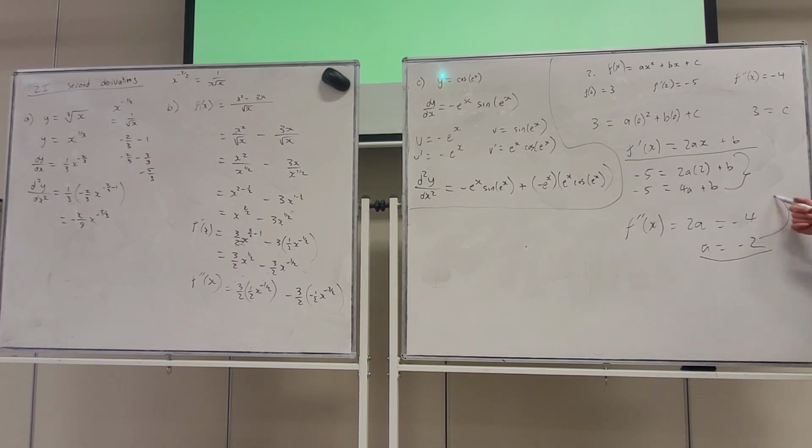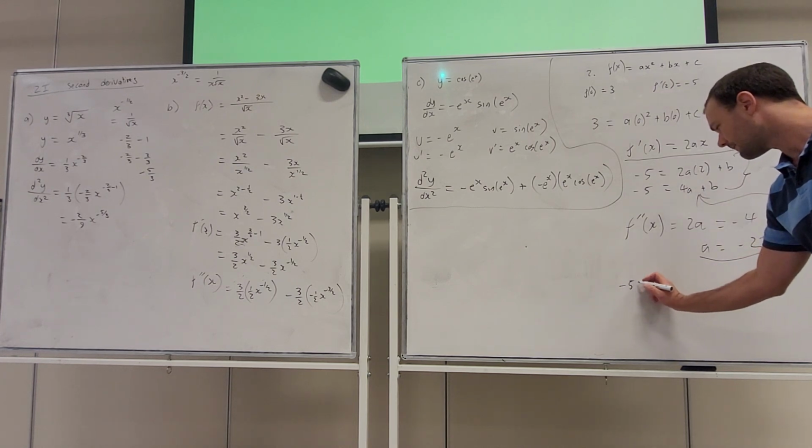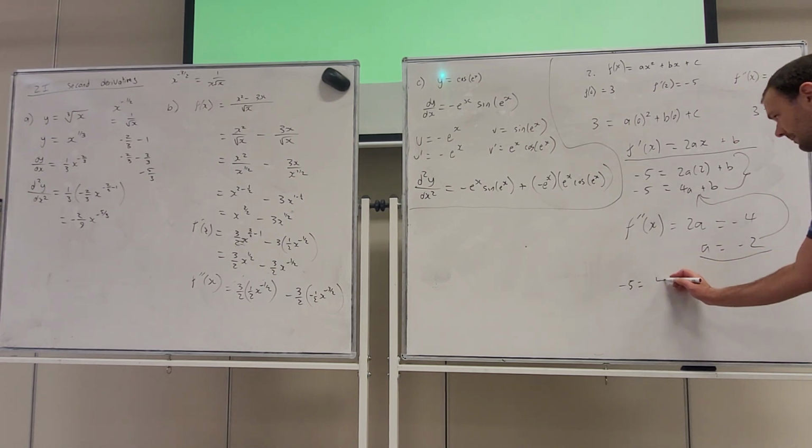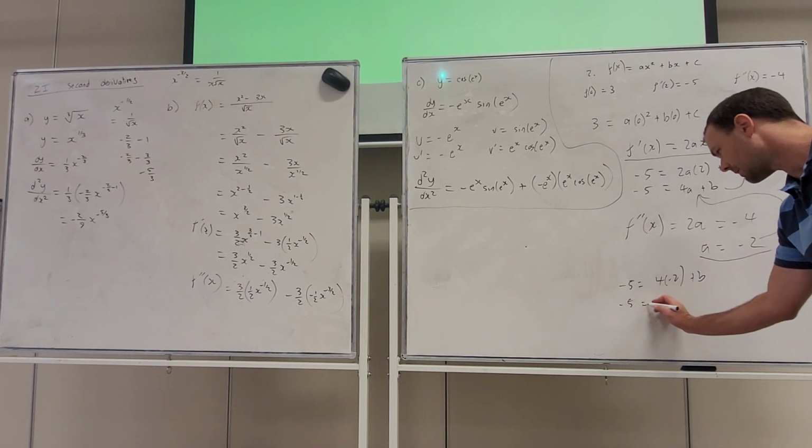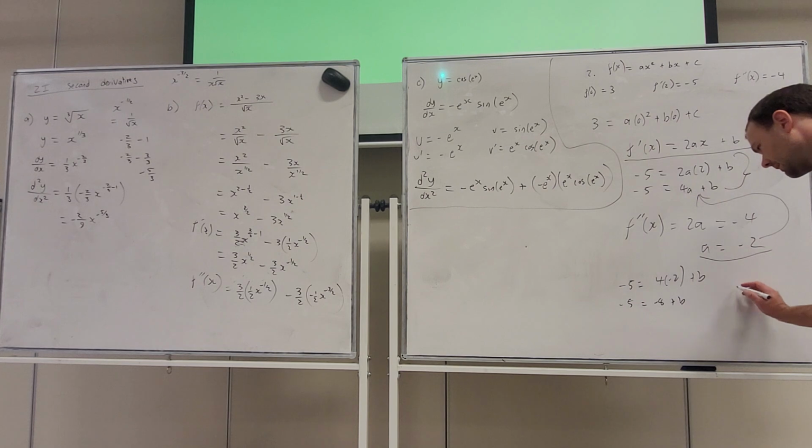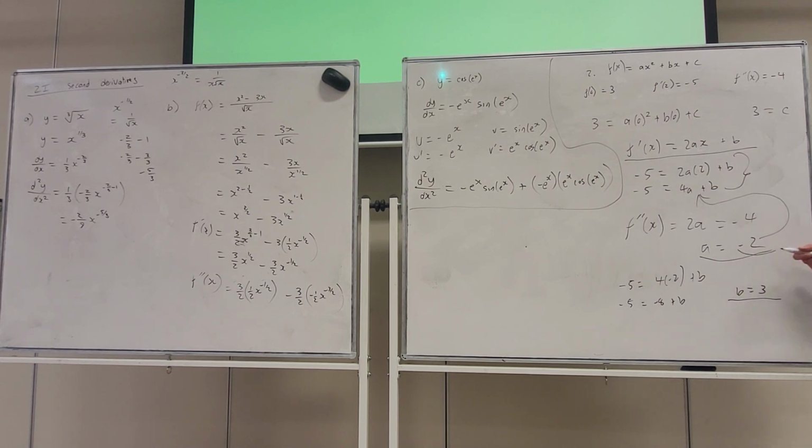So we're going to go back into the equation we developed up here to determine the value of b. I'm going to put that a value right there. So I've got minus 5 is 4 times minus 2 plus b. Minus 5 is minus 8 plus b. b is 3. Alright, so we've determined the values of b, a, and c. We solved for the quadratic, given the information we're presented with.